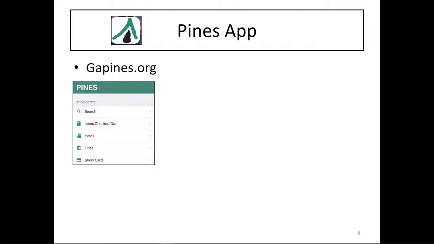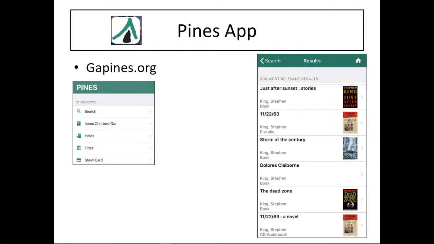So let's talk about our Pines app a little bit. Either you can download the Pines app from the Play Store or, of course, from the Apple App Store. Or you can go to gapines.org to access the same information. Basically, you log in with your username and password that you've set up from our main site, and then you can actually do a search.